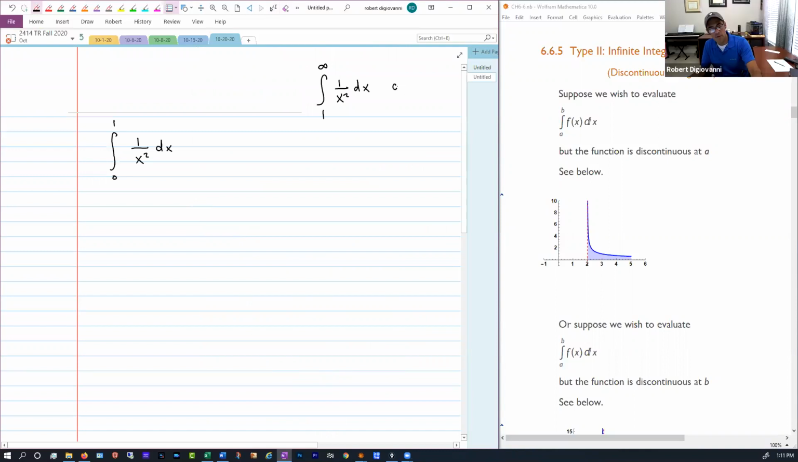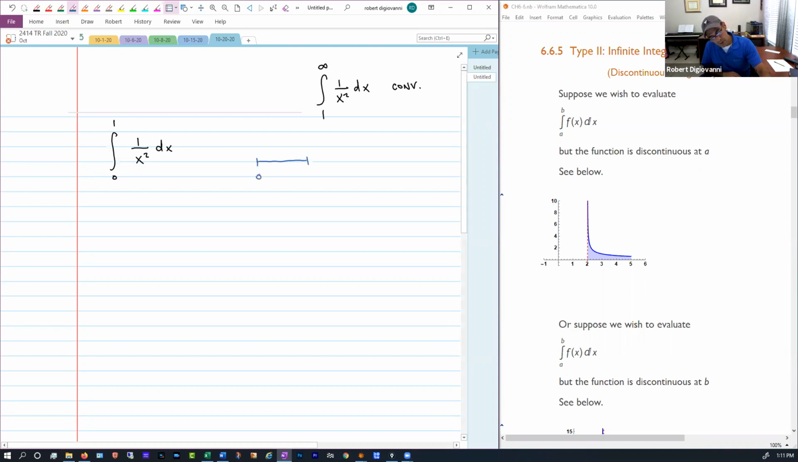Converges. That converged, right? That converged, but this one goes from 0 to 1. So let's see. It seems like it should converge. Let's see what happens. Okay, so first thing I'm going to do, watch what I'm doing. I'm going to draw a number line.